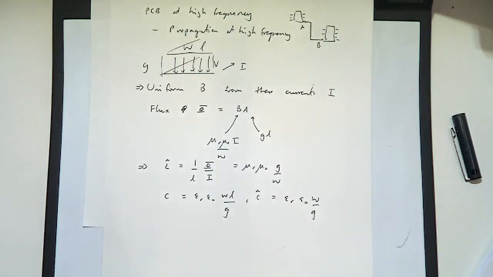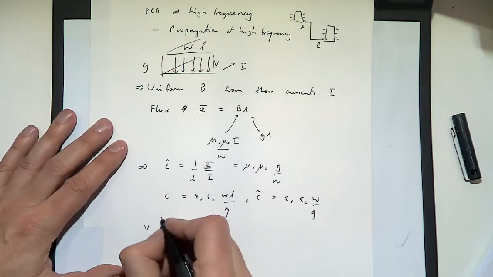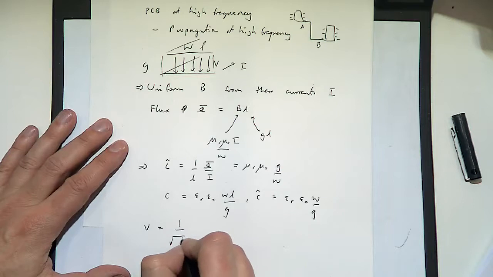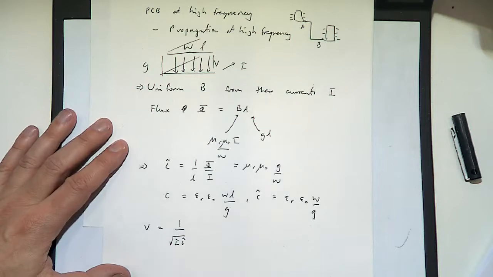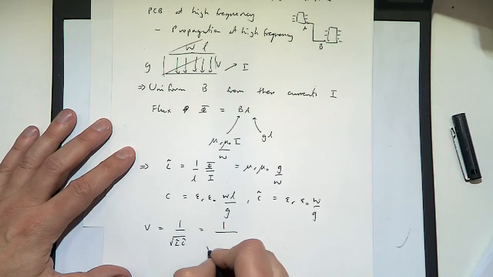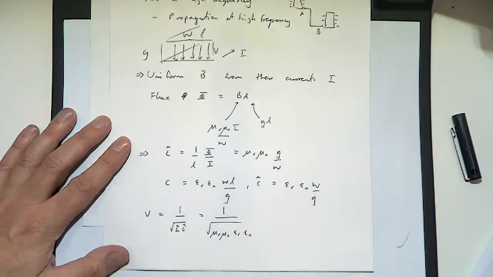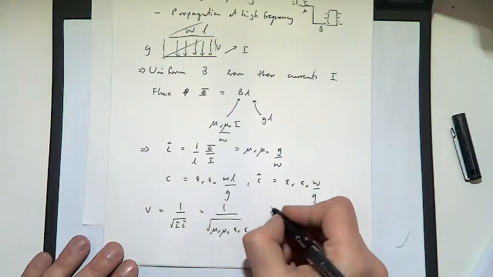Have a look at drawing out those fields. See if you can work out, look back at how you work out the flux and show that that equation is correct. But the important thing here is we work out the velocity, which is 1 over root L tilde C tilde. It's just the same as it was before. We can explicitly work it out one more time, but this is for a different geometry. It's still the same.